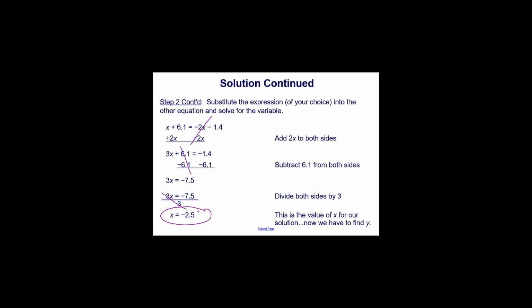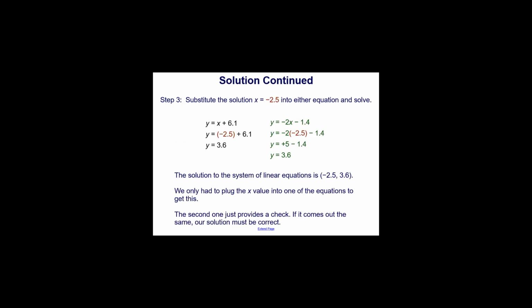Now we need to find y, because remember, your solution isn't just one variable, it's both variables. So step number 3 in substitution is to substitute the solution you found, in this case x equals negative 2.5, into either equation and solve for the other variable, in this case y. So if we substitute it into the first equation, y equals x plus 6.1, that will give us y equals negative 2.5 plus 6.1, which gives us y equals 3.6.